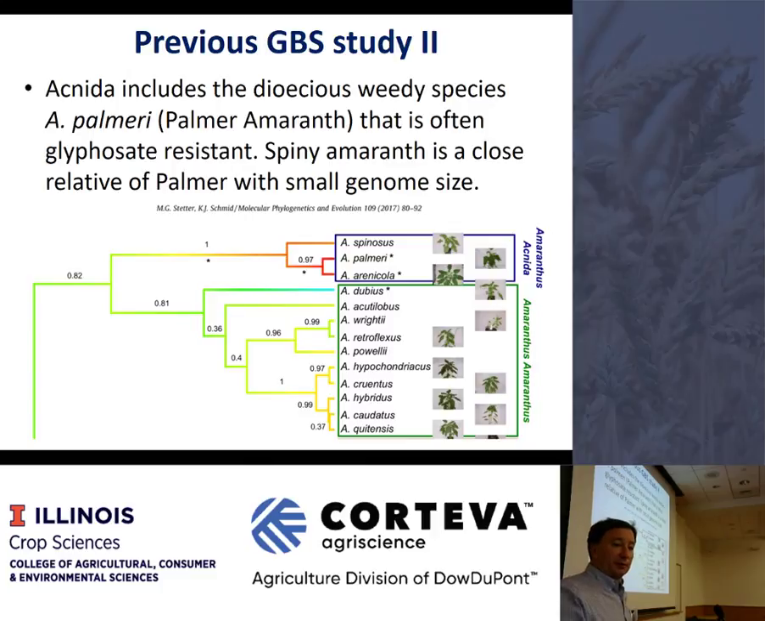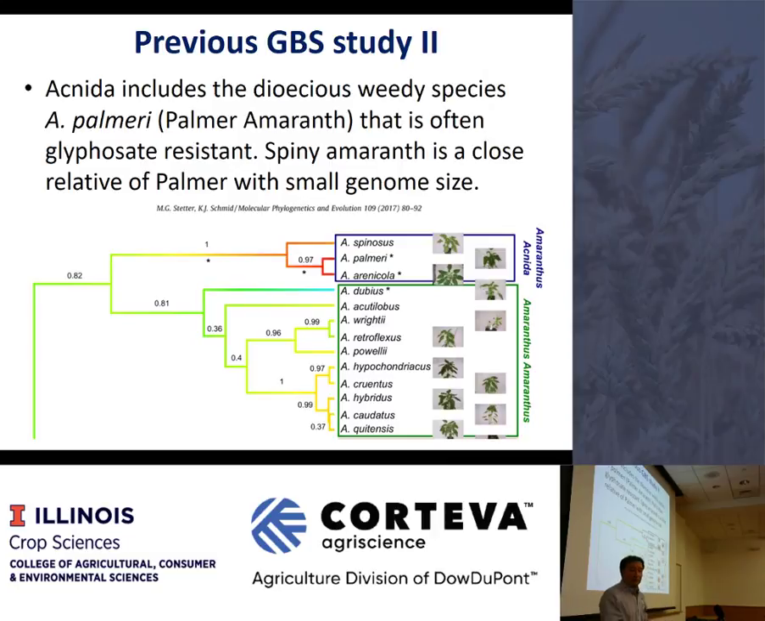This is from their paper, the paper of Stetter et al. in 2017, with an interesting marking. I don't know if people have seen this before, but the way they've drawn their phylogeny is with color-coded bars or lines to each species and a little picture of each species. So generally the ones that are in yellow to green have the intermediate level of genome size, and from GBS they discovered this. Those with red or orange have small genomes, and those include Palmer amaranth, spiny amaranth, and arenicola.